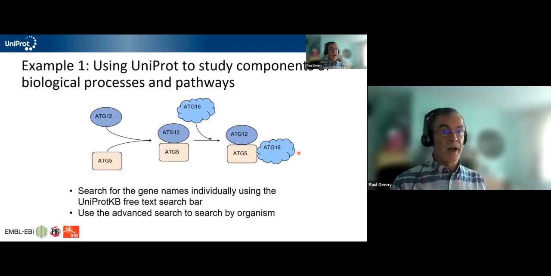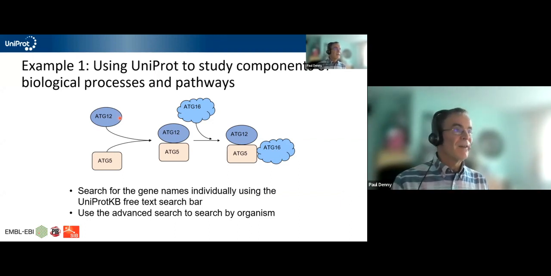So I'm going to start off by giving you a few examples. Let's imagine that you're interested in a particular biological process. It just so happens that these proteins in this image are all involved in the process of recycling in the cell, autophagy. I've shown here in this diagram the gene names for a couple of the proteins, actually 3 different proteins involved in this process. You could either search individually for each of these in the search bar that I just showed you, or you could enter multiple ones and then filter the results.